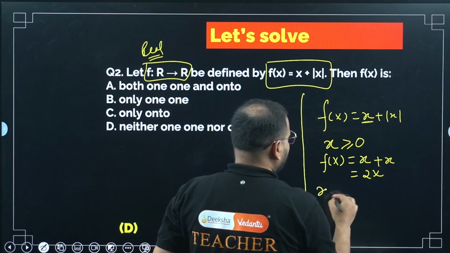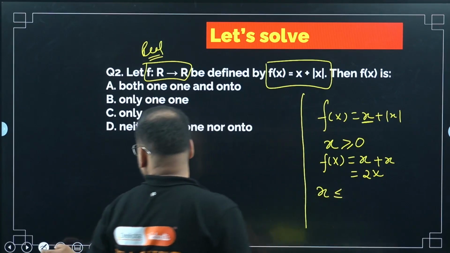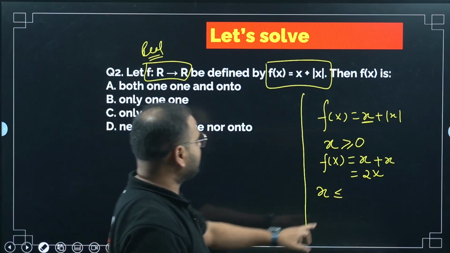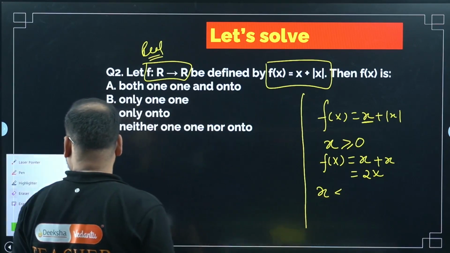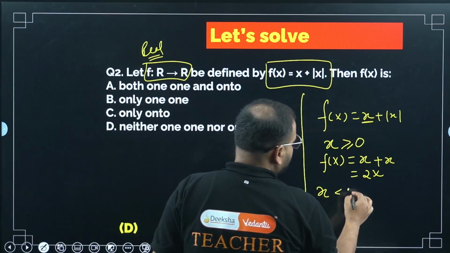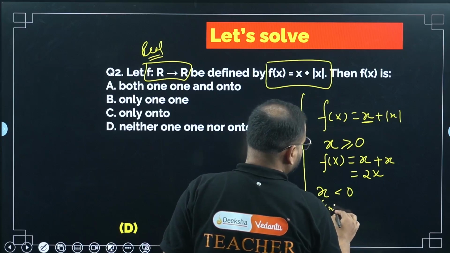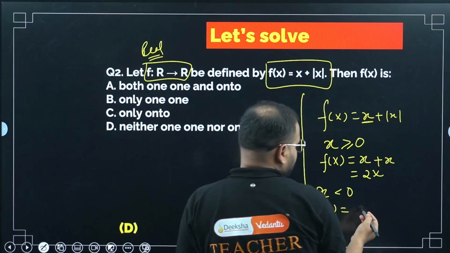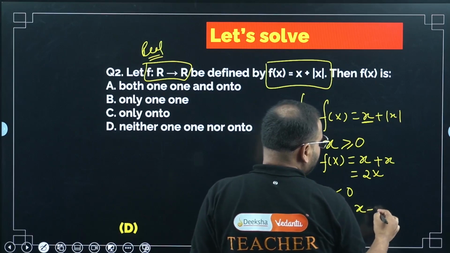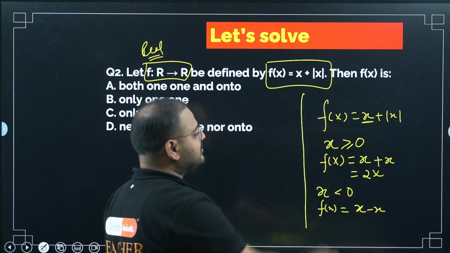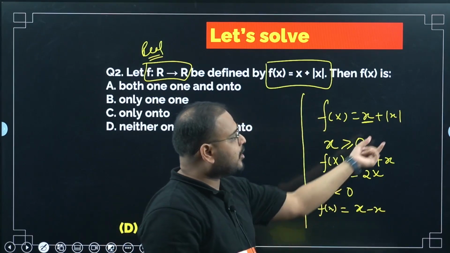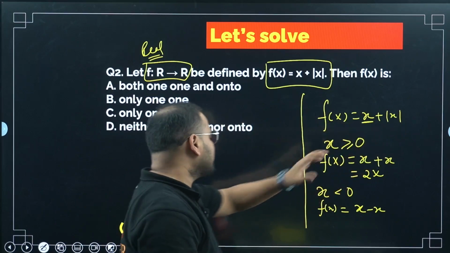What about x less than 0? Not equal to, I've already taken the equal to part, so just less than 0. What will happen to the function? For negative x, f(x) will be x minus x, because the mod opens with a negative sign when x is less than 0. I hope you understand this part.